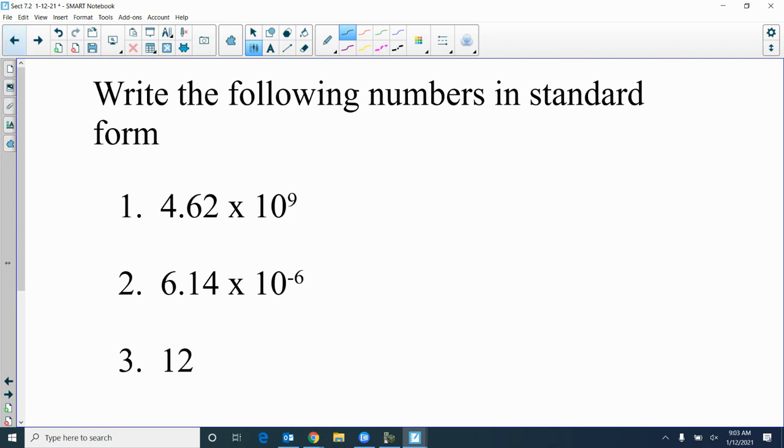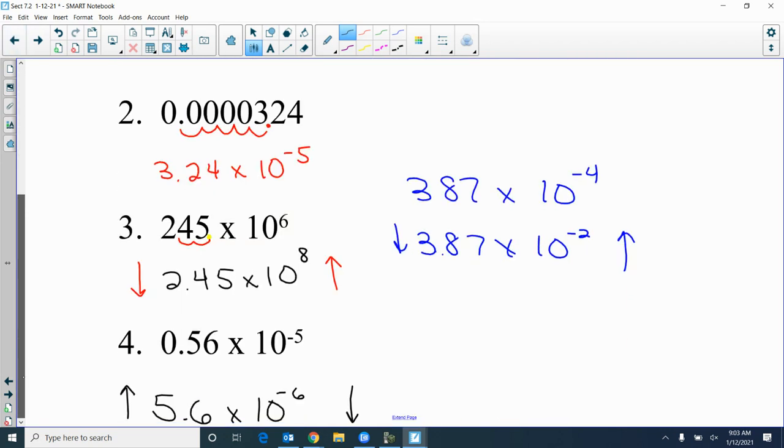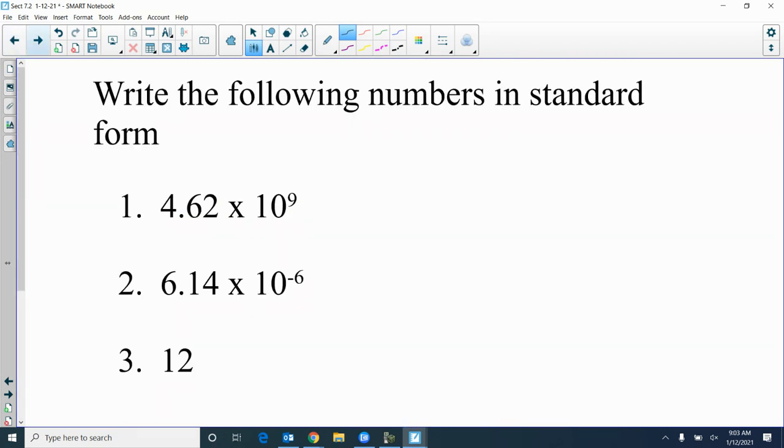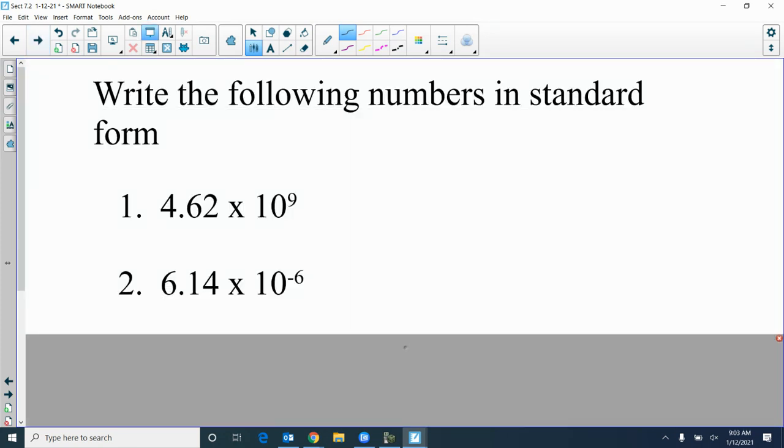All right, now, where do we go? All right, it says write the following numbers in standard form. That means basically no exponents. So you got number 1 there. 4.62 times 10 to the 9th.